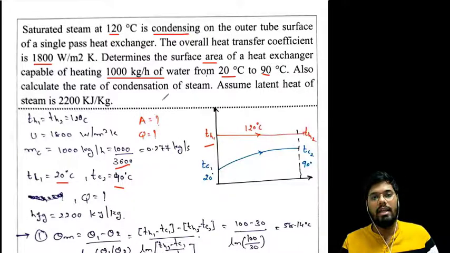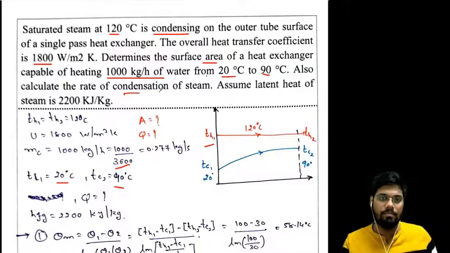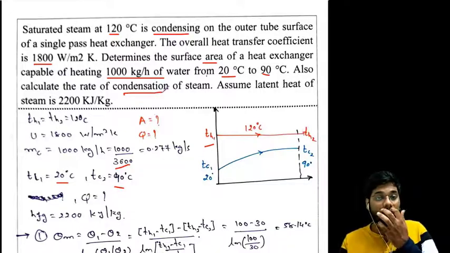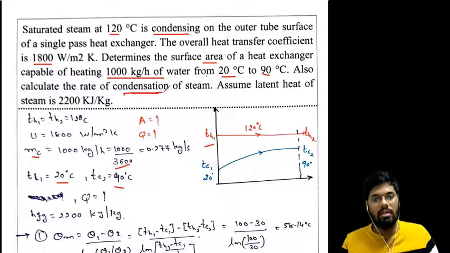Also calculate the rate of condensation of steam. Here we need to find out the rate of condensation. It means this is our flow rate of hot fluid. So rate of condensation of steam means ms, or we can say mh, we need to find out.